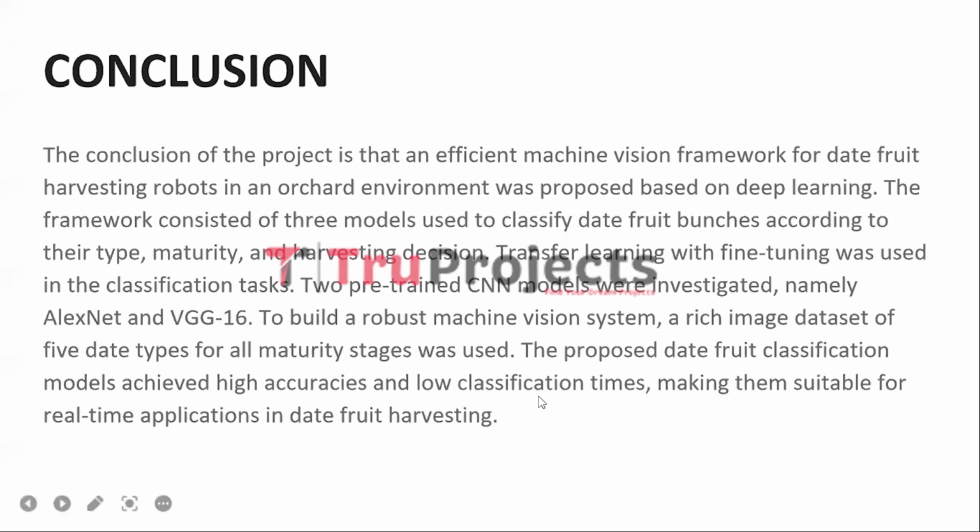The conclusion of the project is that an efficient vision framework for date fruit harvesting robot in an orchard environment was proposed based on deep learning. The framework consisted of 3 models used to classify the date fruit bunches according to their type, maturity, and harvesting decision. Transfer learning with fine-tuning was used in the classification task. 2 pre-trained CNN models were investigated, namely AlexNet and VGG16. To build a robust machine vision system, a rich image dataset of 5 date types for all maturity stages was used. The proposed date fruit classification model achieved high accuracy and low classification time, making it suitable for real-time application in date fruit harvesting.